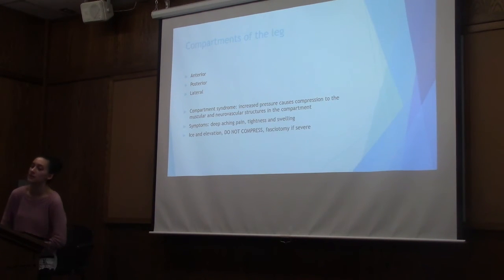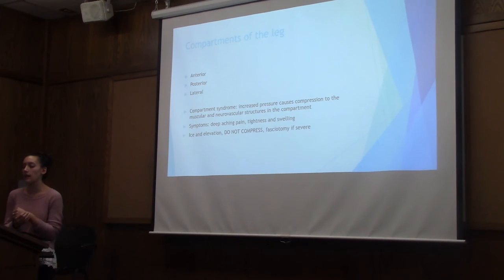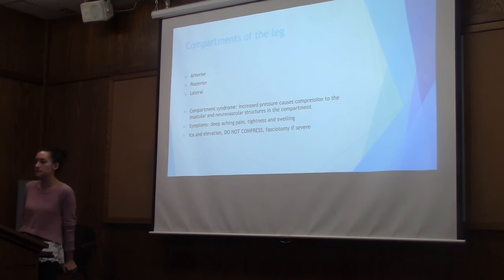Okay, compartments of the leg. Know that there's anterior, posterior, and lateral. Most important is compartment syndrome. So probably know what muscles are in the compartments, but I don't think he'll ask you too many questions about that. So compartment syndrome, it's compression to the muscular and neurovascular structures in the compartment. And symptoms, deep aching pain, tightness and swelling, and don't compress it, obviously, because it's a compression injury. Ice and elevation to help swelling go down, and if it's severe, then they'll have to get a fasciotomy.